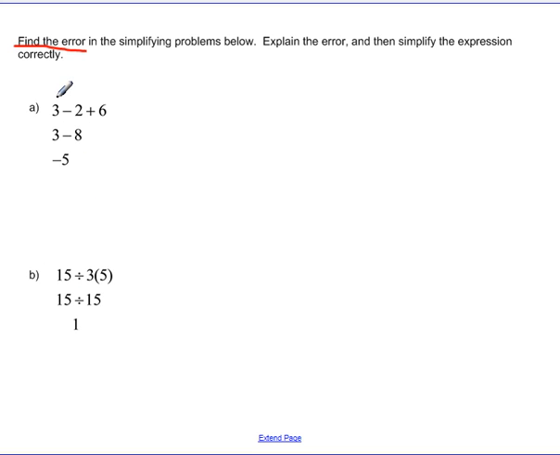So here, my first problem, I have 3 minus 2 plus 6. And it looks like they took 2 plus 6 to come up with 8, and then they did 3 minus 8 to come up with negative 5. And at first that might seem perfectly reasonable, especially if we think about order of operations, thinking about it as PEMDAS written out this way.